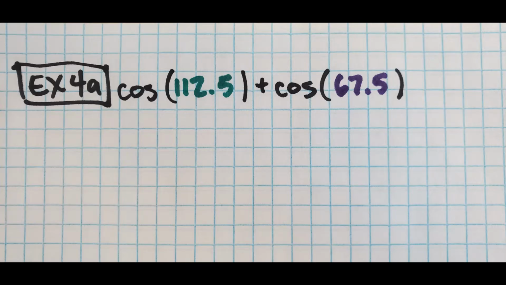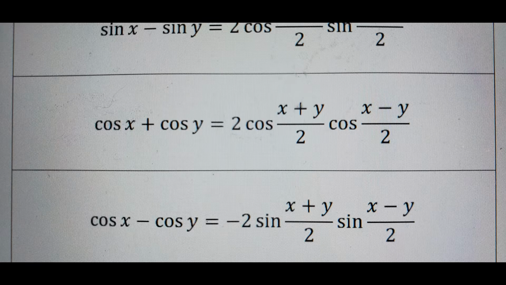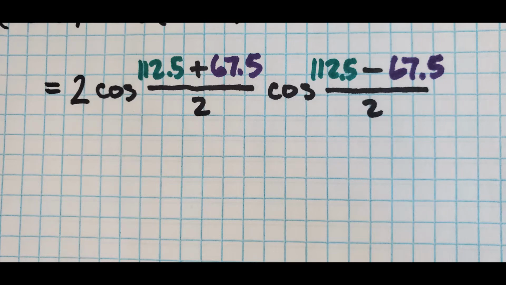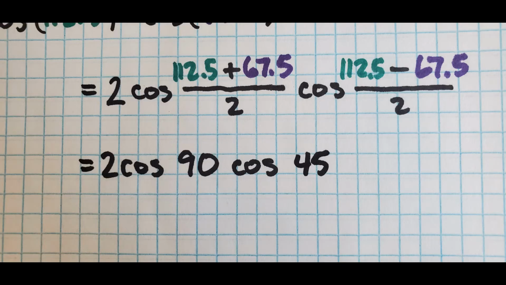Go to our sheet. Here's our x's and here's our y's. So we replace all those, and this is what you get. Add up the tops, and on the left one, you get 180. Cut that in half, you get 90. On the other one, you subtract them, and you end up getting 90. Cut that in half, you get 45. So we have 2 times cosine of 90 times cosine of 45, and this is where we end.